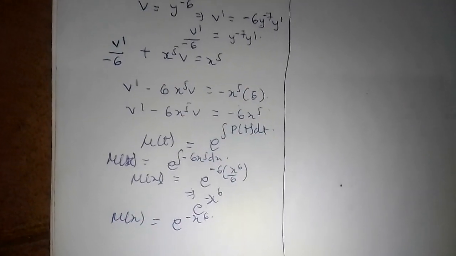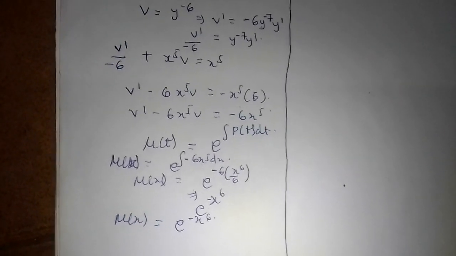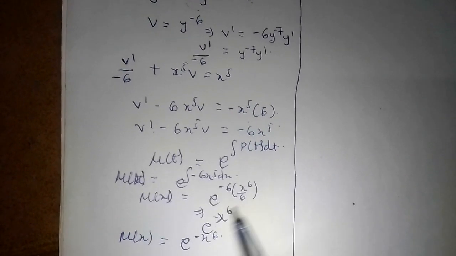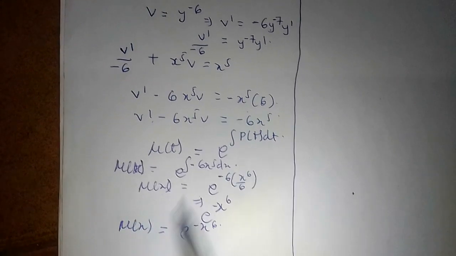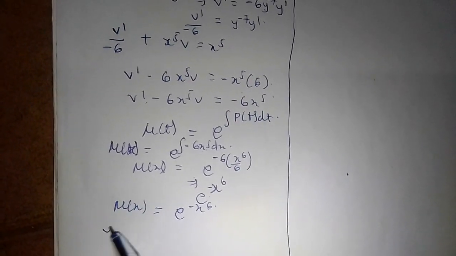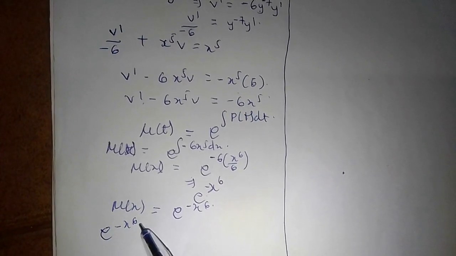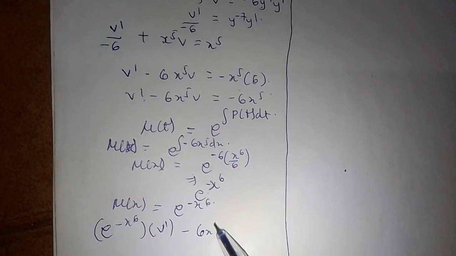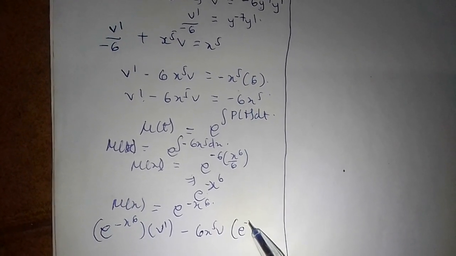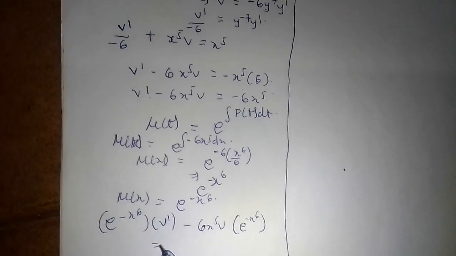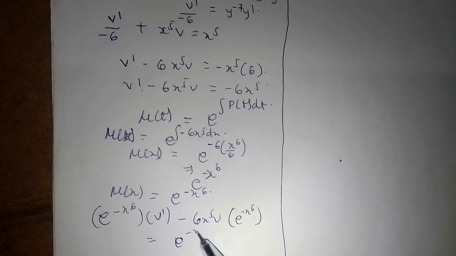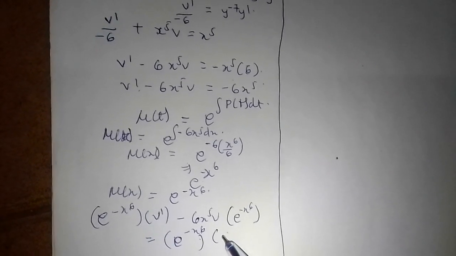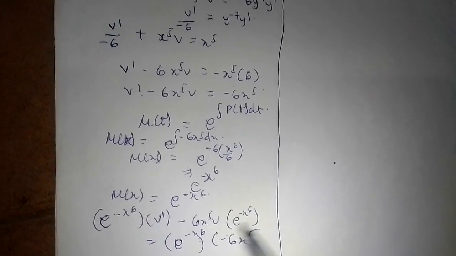Now once we've got our integrating factor, the next thing to do is to multiply it through our differential equation, the linear differential equation here. So we are going to have e to the power negative x to the power 6 multiplying v prime, minus 6x to the power 5 v e to the power negative x to the power 6, which is finally equal to e to the power negative x to the power 6 multiplying negative 6x to the power 5.